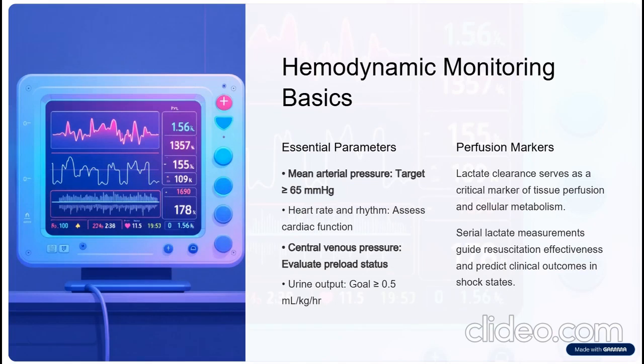Hemodynamic monitoring is crucial in shock management. Key parameters include maintaining a mean arterial pressure of at least 65 mm of mercury, assessing heart rate and rhythm for cardiac function, and evaluating central venous pressure for preload status. Urine output should be at least 0.5 milliliters per kilogram per hour. Lactate clearance is vital for assessing tissue perfusion and guiding resuscitation effectiveness.